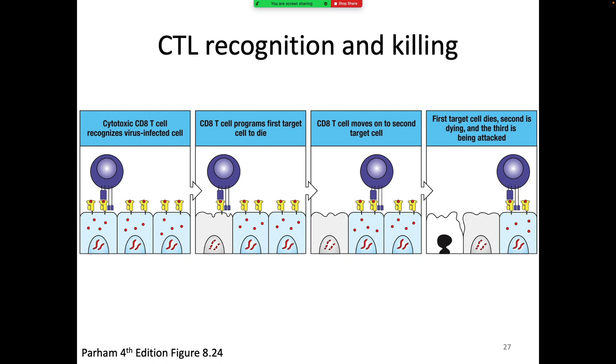That T cell is able to kill multiple cells as well. So it can kill one cell, then it can leave and go kill another one, and leave and go kill another one. And so that one activated CTL can kill many different cells.